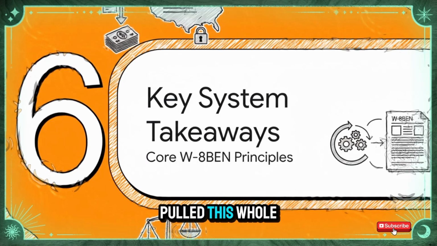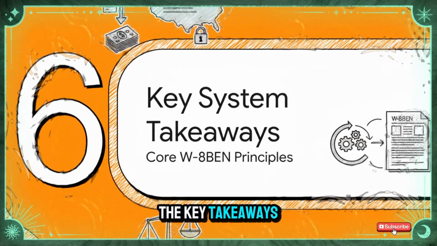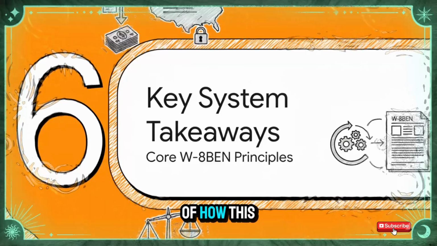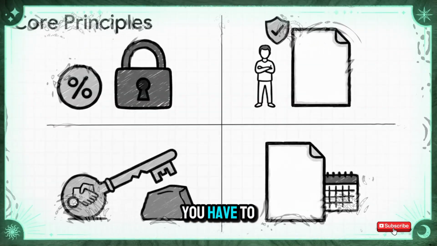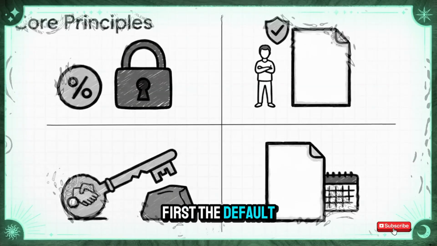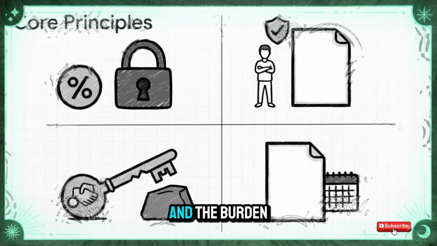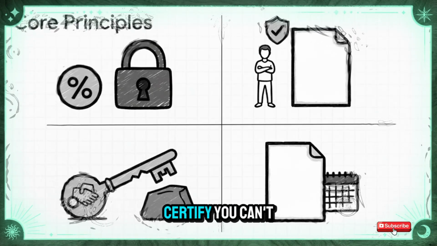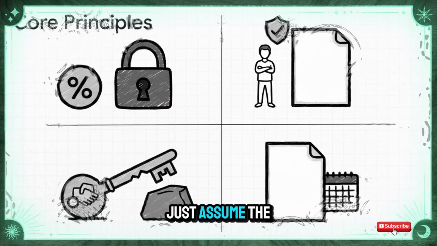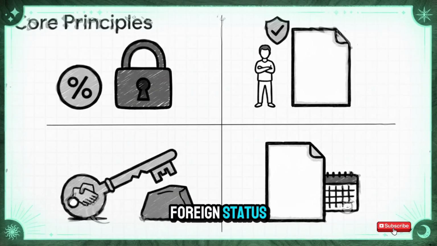Okay, so we've pulled this whole thing apart. Let's put it back together and lock in the key takeaways, the core principles of how this system really works. So here are the core principles you have to remember. First, the default is always 30%. The system starts there, and the burden is on you to change it. Second, you have to certify. You can't just assume. The W-8BEN is you actively declaring your foreign status.